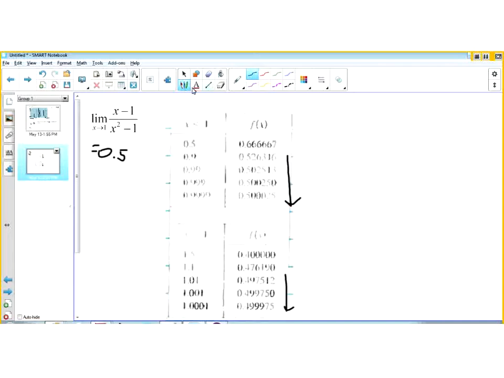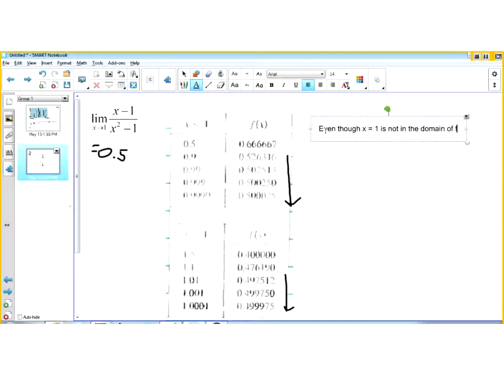So this is an important concept right here. Even though x equals 1 is not in the domain of f of x, the limit as x approaches 1 for f of x nevertheless exists. So a function may not exist at a particular value of x, but its limit may, as in this example. All right, so very interesting result.